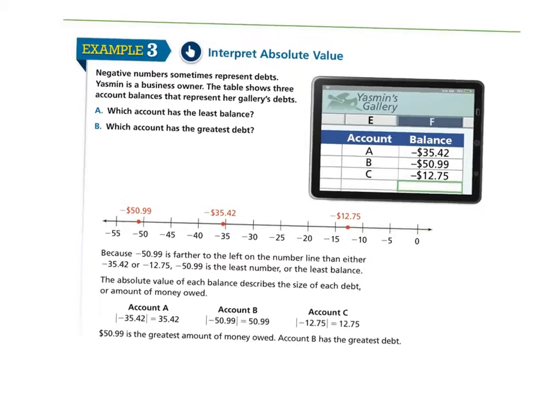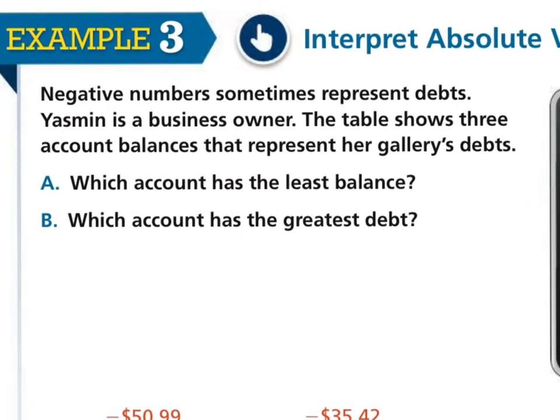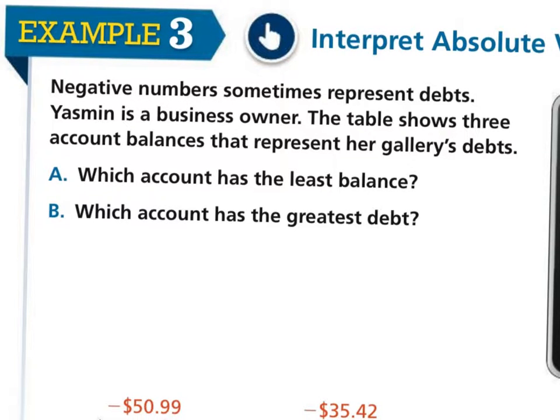Example 3, negative numbers sometimes represent debts. A debt means you owe money or owe something. So Yasmin is a business owner. The table shows 3 account balances that represent her gallery's debts. Which account has the least balance and which account has the greatest debt? Least balance and greatest debt. We have to watch our wording here.